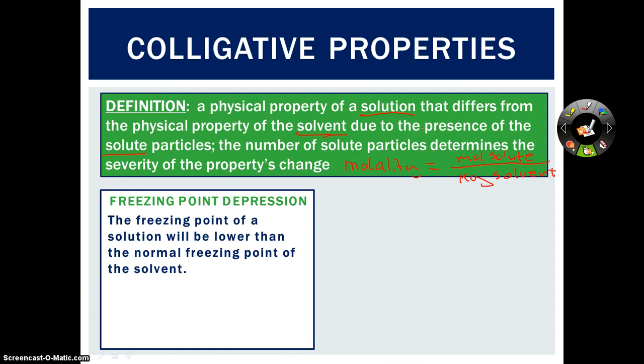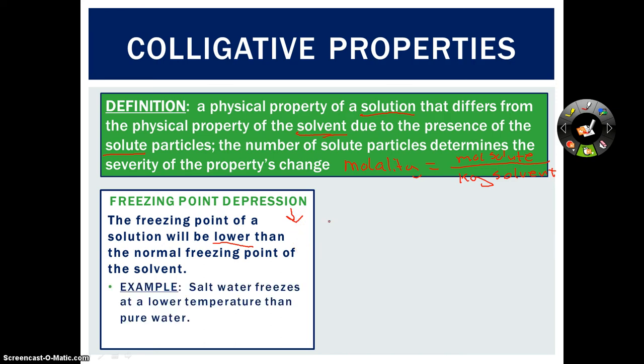One of them is freezing point depression. The freezing point of a solution will be lower than the normal freezing point of the solvent. So freezing point depression decreases the freezing point. An example is salt water freezes at a lower temperature than pure water. So if we're talking about in the winter when we salt the roads, the purpose of this is to decrease the freezing point of water to decrease the likelihood of having ice on the road.